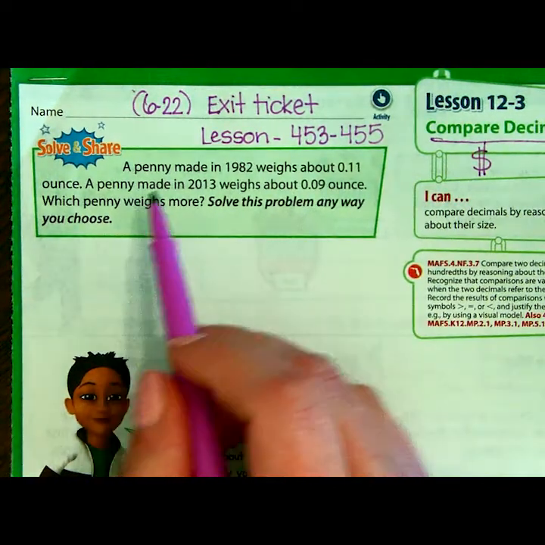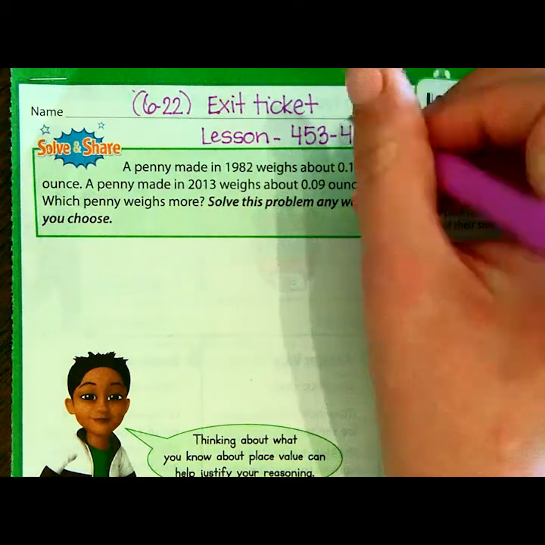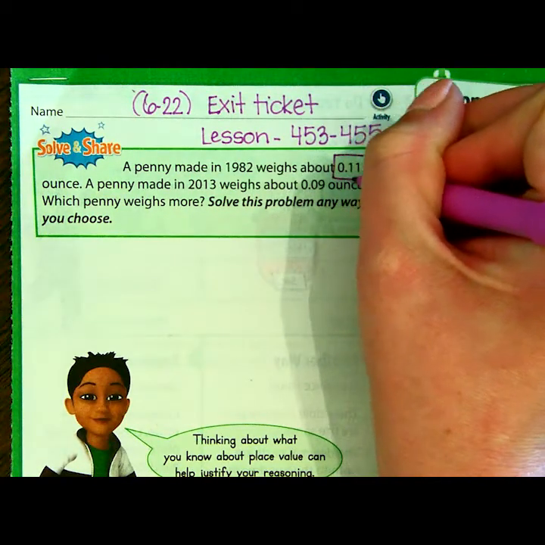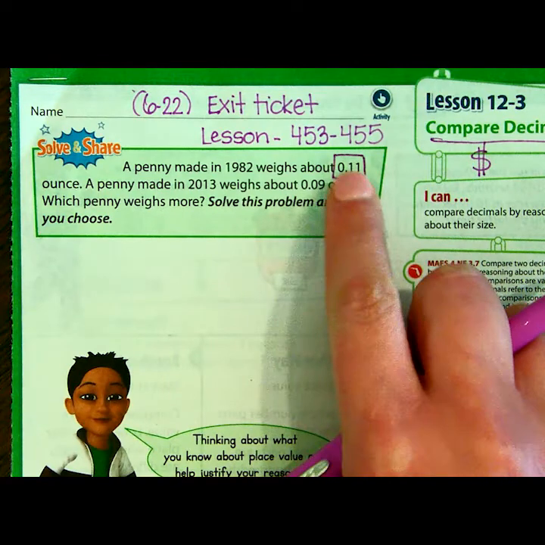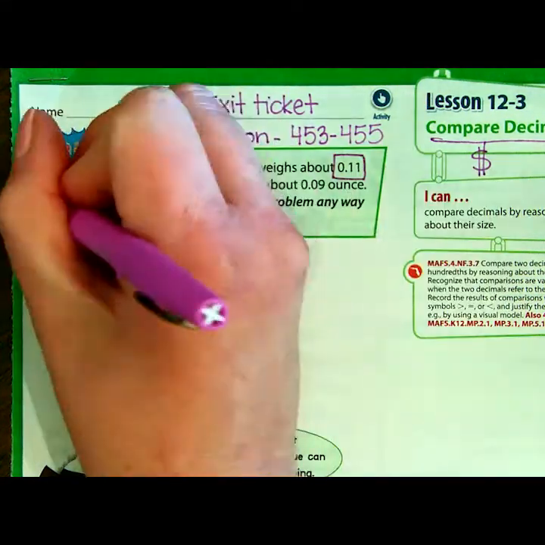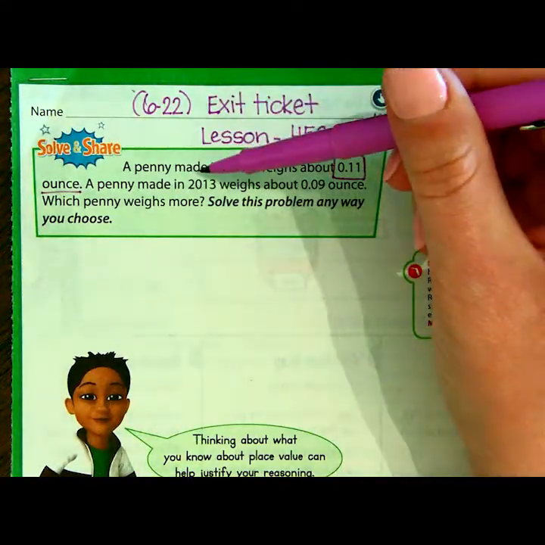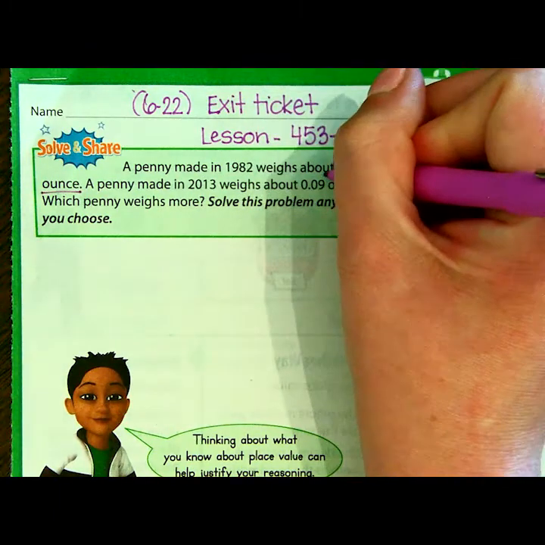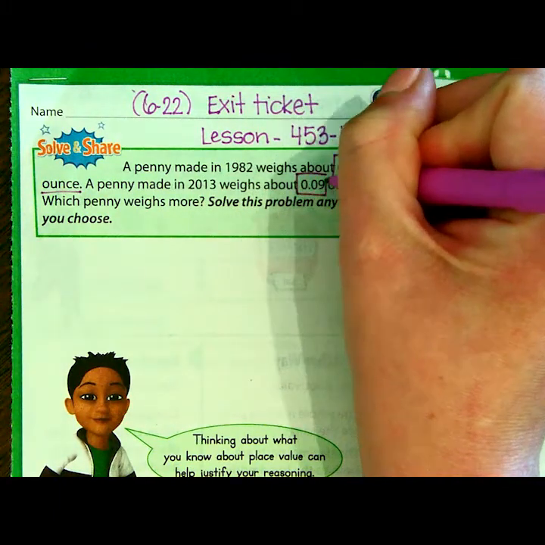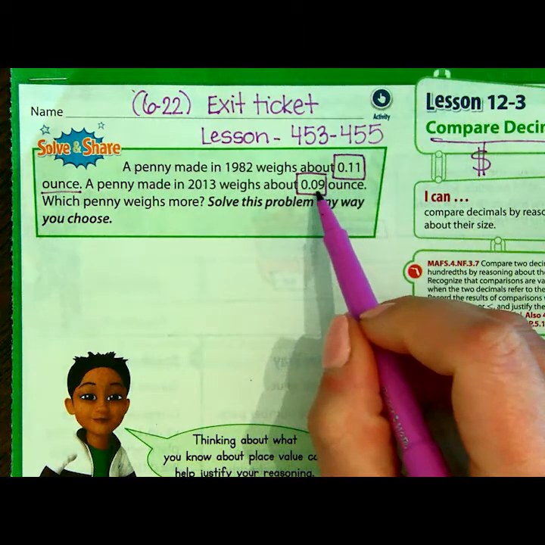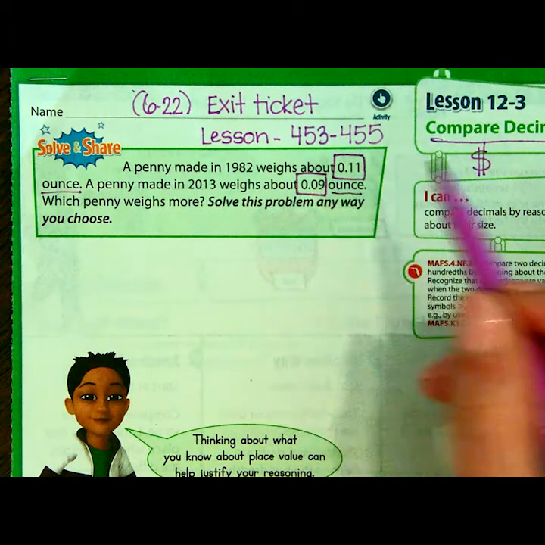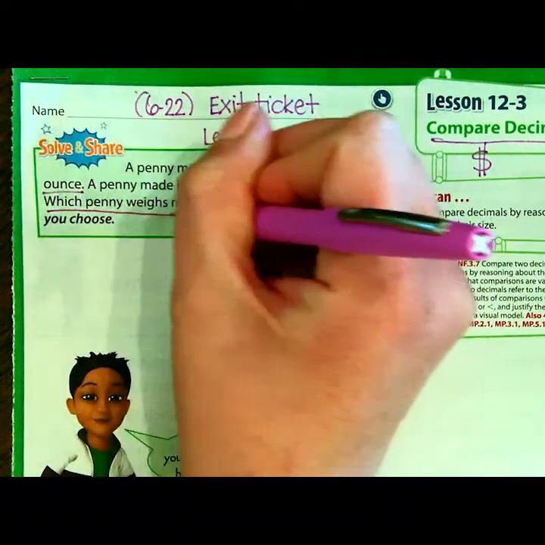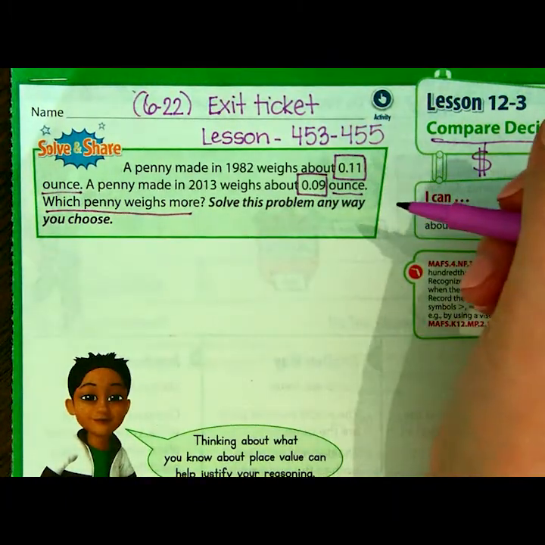A penny made in 1982 weighs about, and I see this decimal here, and I'm going to read this for you, 11 hundredths of an ounce. A penny made in 2013 weighs about, and I see another decimal. It's not in the tenths place, it's in the hundredths place, so this would be 9 hundredths of an ounce. The question is, which penny weighs more? Solve this problem any way you choose.